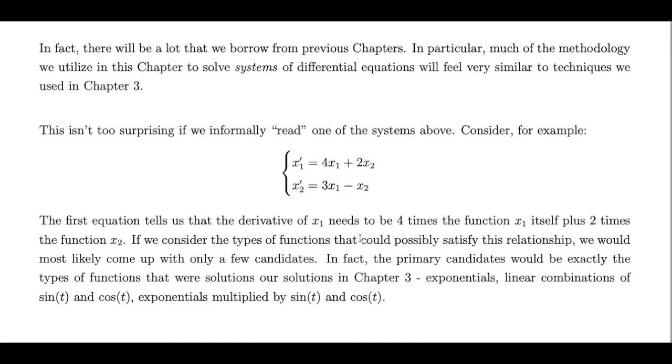Look at this first equation. It says that the derivative of x1 is 4 times x1 plus 2 times x2. So what types of functions could satisfy that relationship? It actually seems like maybe a pair of polynomial functions could satisfy that relationship. Imagine x1 was a quadratic, so then x1 prime would be linear, and then maybe somehow x2 could balance those out so that everything works out.